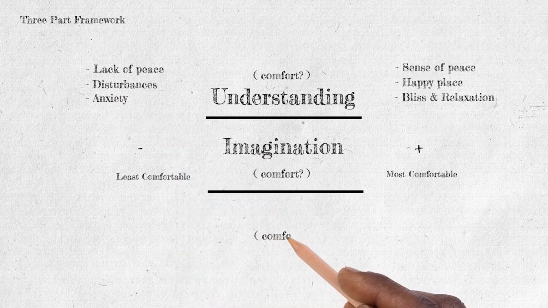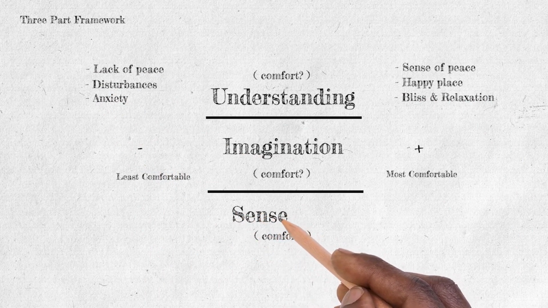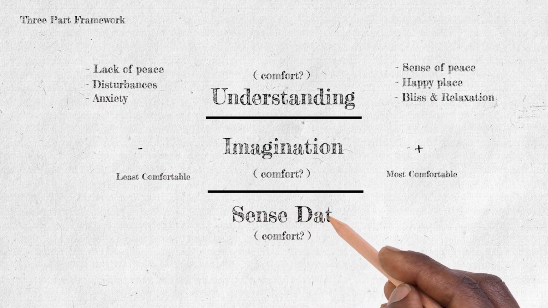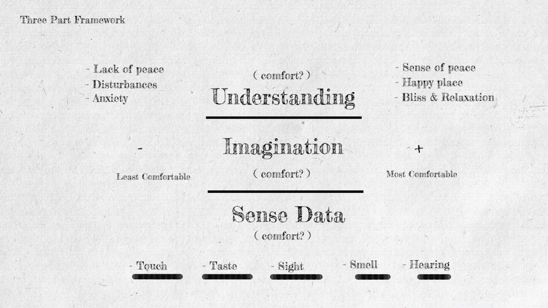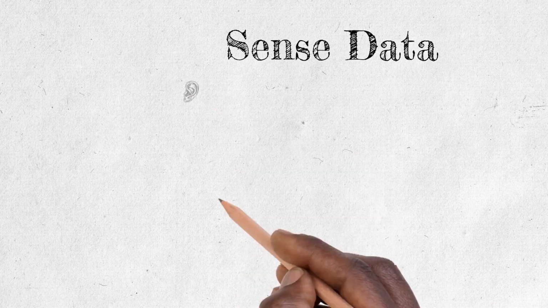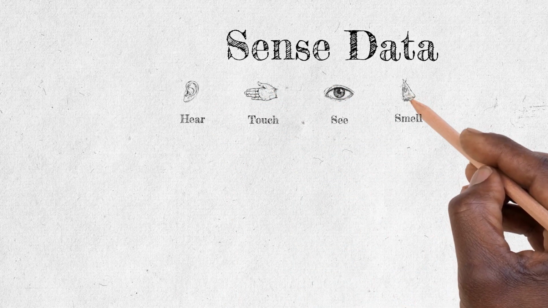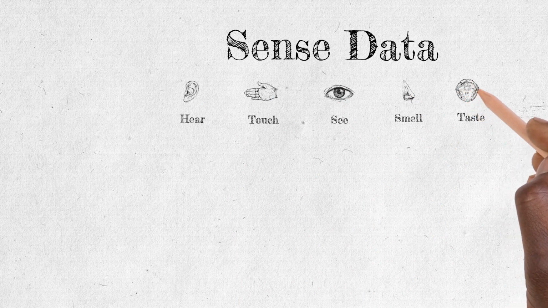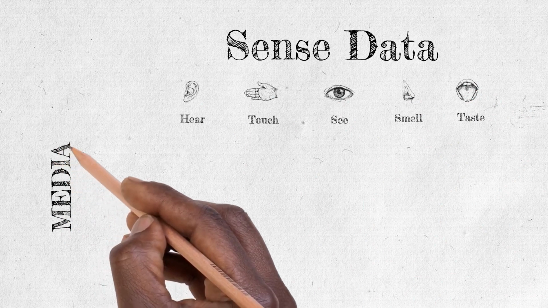Once we have imagined and understood what comfort or a lack thereof is, we have to articulate this to the next person. We achieve this through sense data: touch, taste, sight, smell, and hearing, as this is what we use to navigate and make sense of the world. And this is where the beauty of this framework lies. What sounds, objects, sights, scents, and tastes did your mind conjure up? We start seeing the various media which we can use to articulate what we imagine and understand.